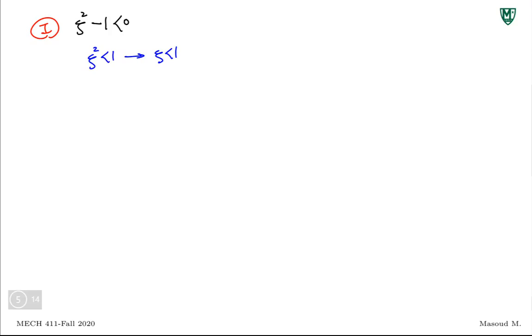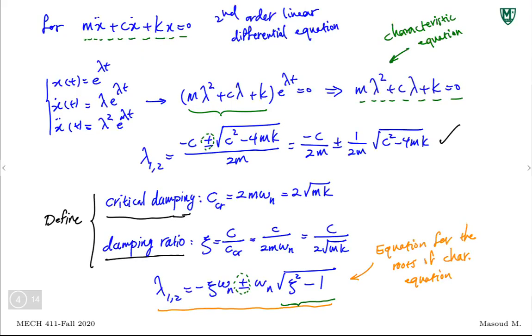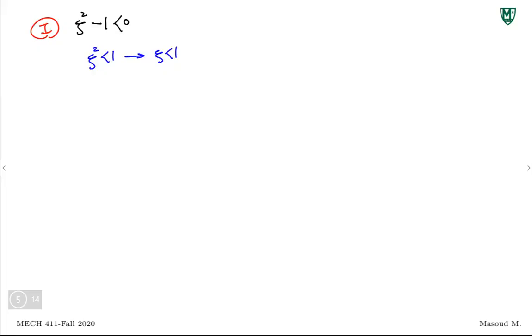So what was zeta? Zeta was C over C critical, right? I defined it here as a damping ratio. So if zeta is C over C critical, this means C is smaller than C critical for this system. This is important, right? Would that be underdamped? Yes. So we call this underdamped, because C is smaller than C critical. Remember, C critical is just a function of mass and stiffness.